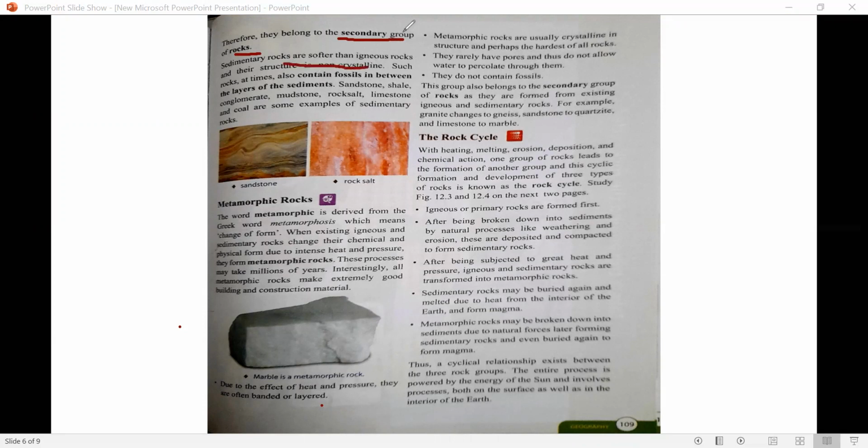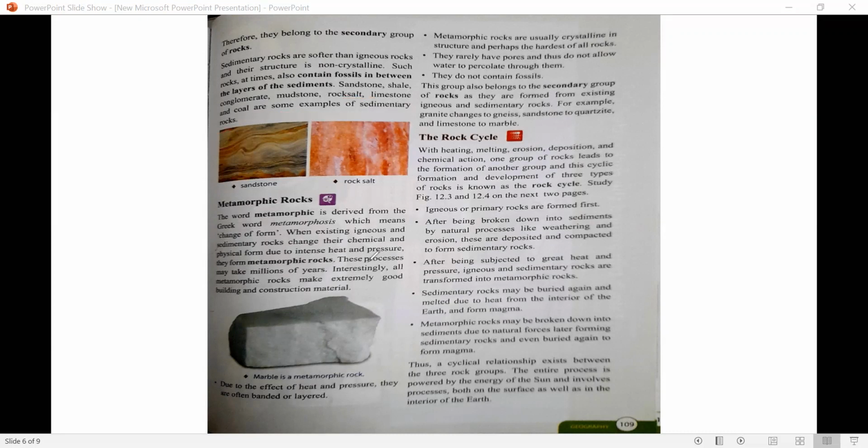Sedimentary rocks are softer than igneous rocks, and their structure is non-crystalline. Such rocks at times also contain fossils, like the remains of plants and animals. Sandstone, shale, conglomerate, mudstone, rock salt, limestone, and coal are some examples of sedimentary rocks. Actually, these are not just some examples, there are many examples of sedimentary rocks.